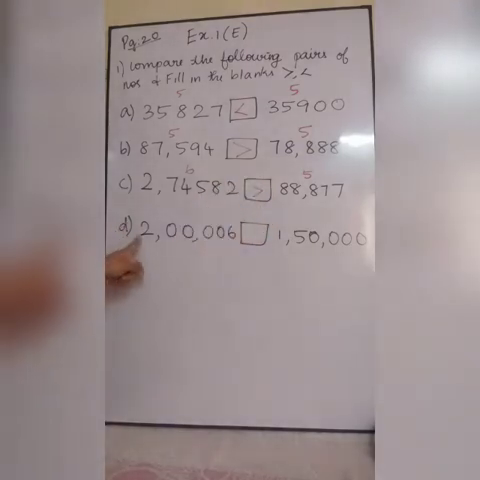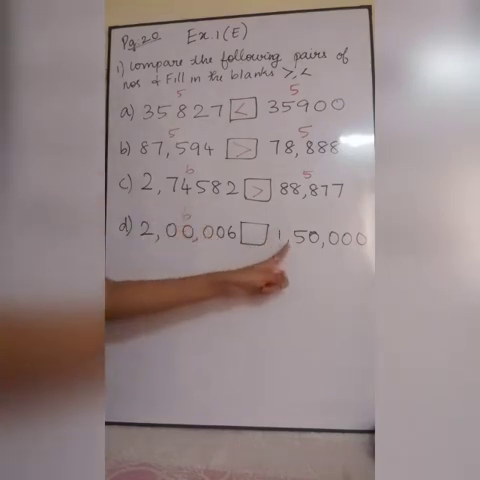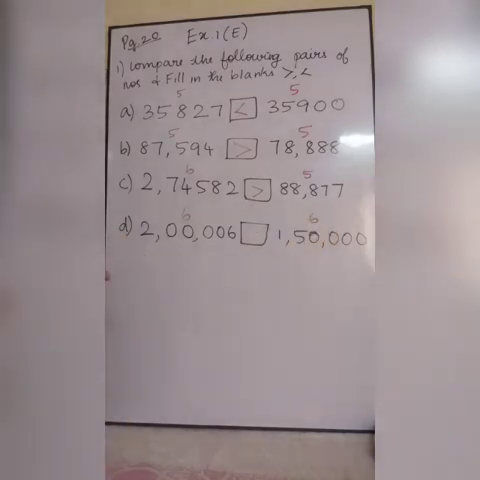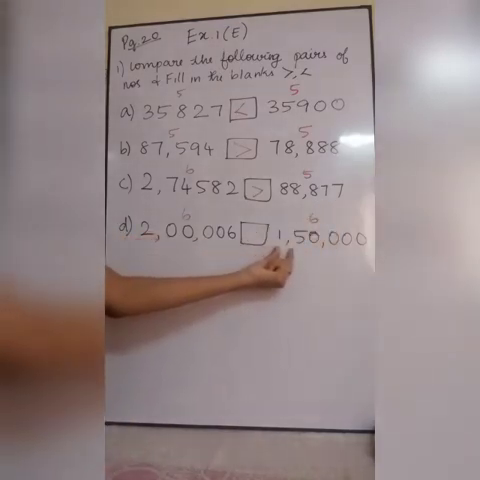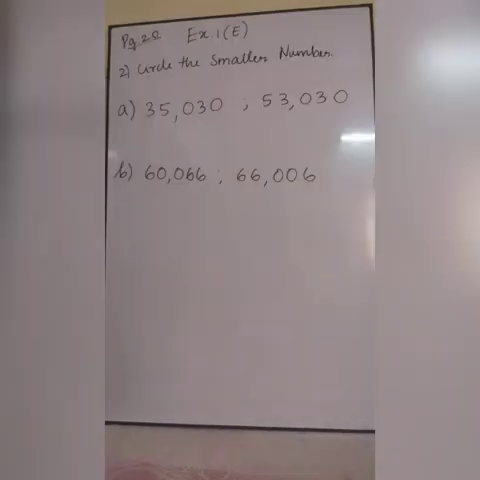Next. 1 2 3 4 5 6. 1 2 3 4 5 6. So in this, 2 1. So which is greater? 2. So obviously this number is greater than that number. So this is how you should compare the numbers. Your E and F questions are your homework. Okay children?